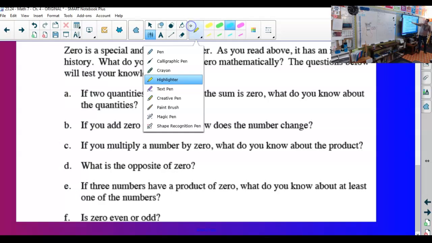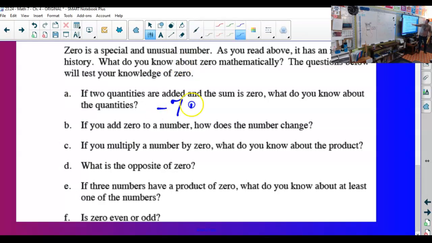So negative 7 and positive 7 is kind of what we're thinking about, because that's what Matt said. They're opposites. They're also additive inverses. So if you're asked about additive inverses, it's really opposites, right? What's the additive inverse of negative 7? Positive 7. What's the additive inverse of positive 7? Negative 7.